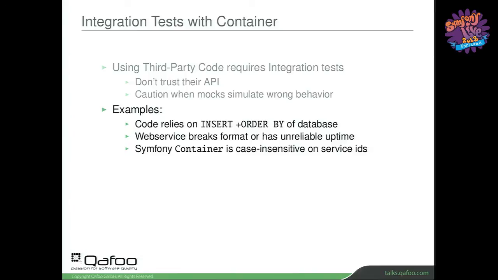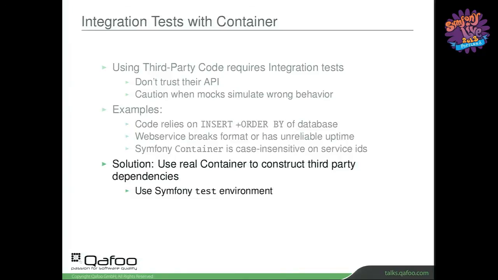saying, if I call this get method on the container, return this and that service. But the dependency injection container is actually case insensitive with regard to the service IDs. And if your code is very inconsistent about service ID naming, then it's actually quite annoying to specify the different cases in your mock objects to allow this. And this is just a very subtle behavior in your API that you can miss.